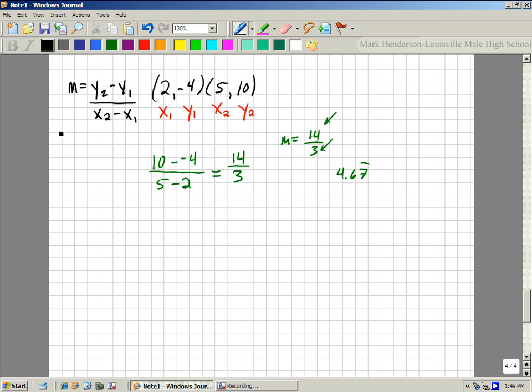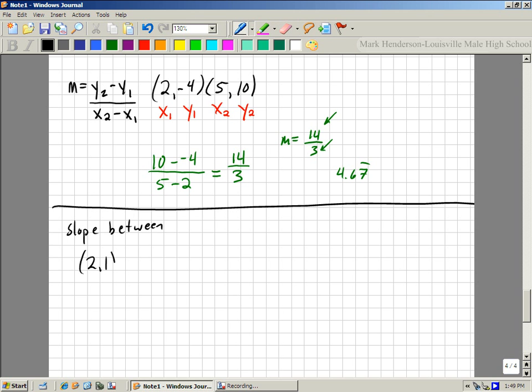Okay. Let me have you try one of those on your own, please. I do want you to reduce it if the fraction comes out to be a whole number. So please find the slope between 2, 1 and 5, 7.